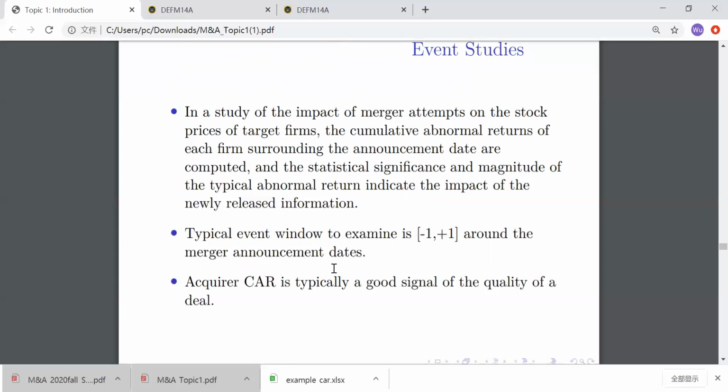But for the acquirer, that's a signal of the quality of the deal, right? So in most cases, actually, in mergers and acquisitions, the average acquirer CAR is negative. So even if the magnitude is not so large, typically the acquirer CAR is negative, right?